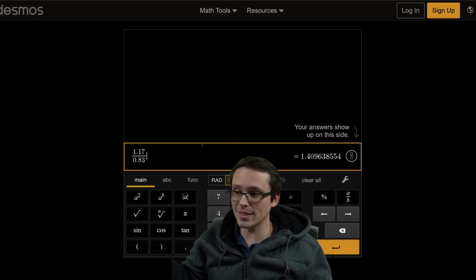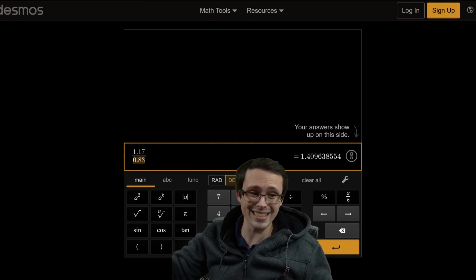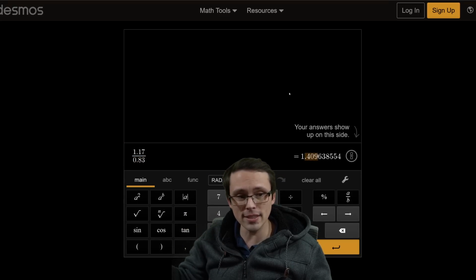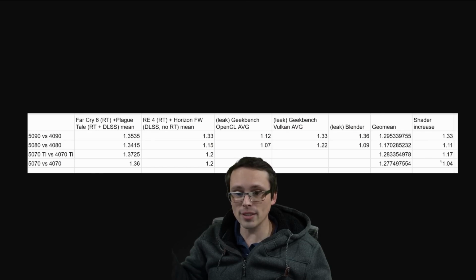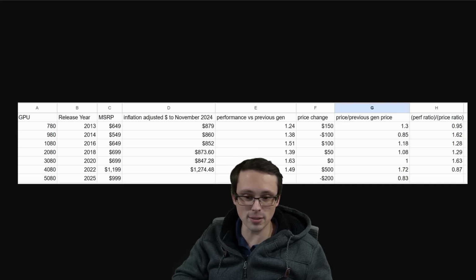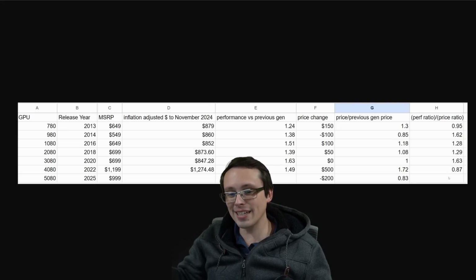If we do 1.17 divided by the price decrease ratio of 0.83, we're actually seeing a 41% price to performance improvement. But keep in mind that while it's a 41% price to performance improvement, the previous generation was a massive reduction in the price to performance ratio. You actually were worse off than with the 80 class the previous generation. So again, it has kind of a low bar to set when it comes to that.